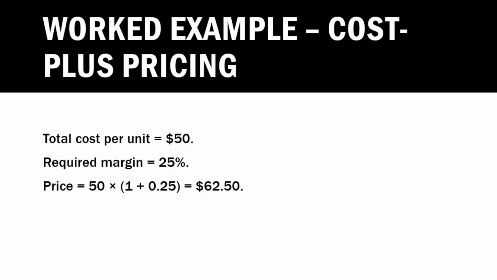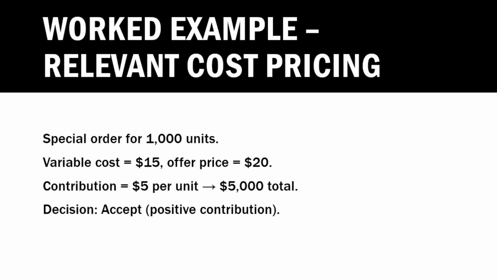Cost plus example. If cost per unit is $50 and we want a 25% margin, price equals 50 times 1.25 equals $62.50. Relevant cost example. For a one-off order of 1,000 units, variable cost equals $15. Offer price equals $20. Contribution equals $5 per unit, $5,000 total. Since it adds contribution, accept the order.